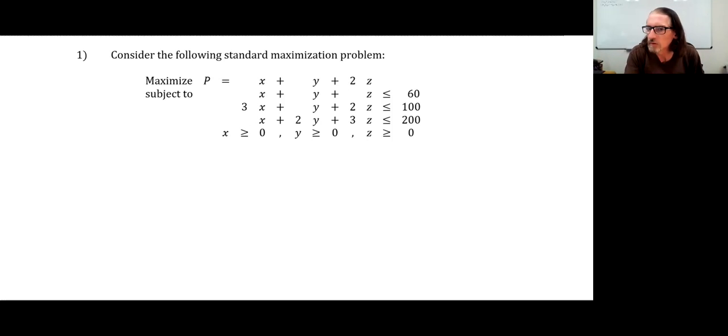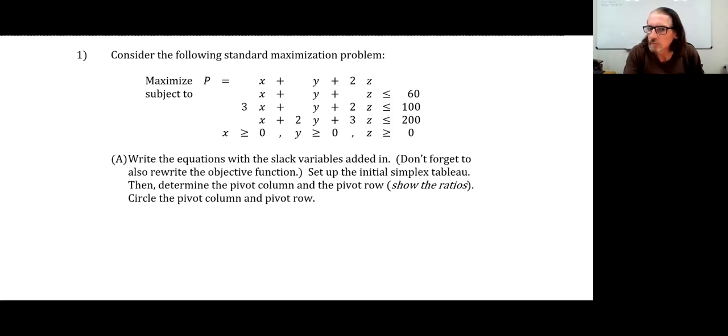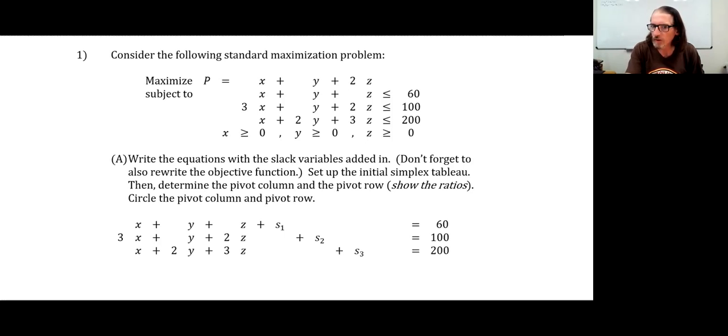So here we go. Adding the slack variable to the first constraint, the second, the third, and finally, we also have to subtract everything over to the same side as P in the objective function to get equaling 0 on the other side.